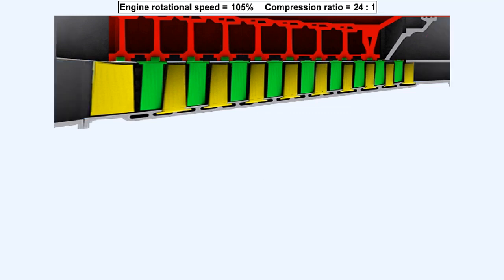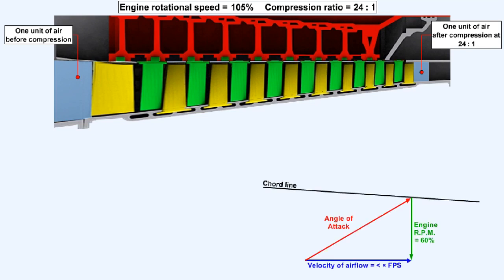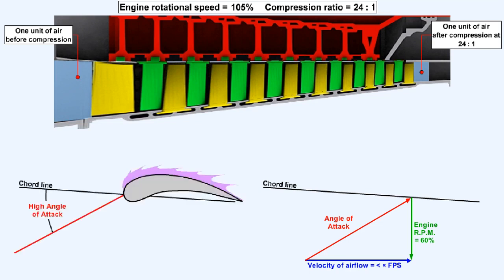If, on the other hand, the engine is allowed to rotate faster than its design maximum, then its compression ratio will increase accordingly. In this case, the engine is operating at 105% of its optimum figure, and the compression ratio has increased to 24:1. The volume of the 1 unit of air entering the compressor will reduce further than it would at 100% RPM, because the compression ratio is now 24:1. To get through the compressor in the same amount of time it took when it was compressed at a 22:1 ratio, the decreased volume of air will be moving slower. Once again, the changed relationship between the airflow axial velocity and the RPM will change the angle of attack. But this time, with decreased airflow velocity and an increased RPM, it will generate a high angle of attack over the rotor blade.